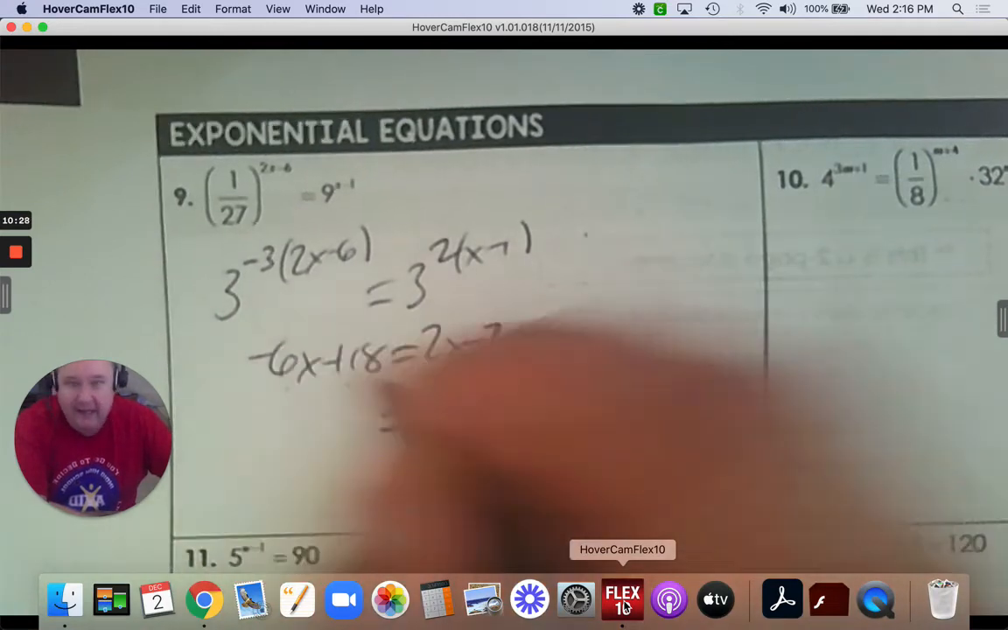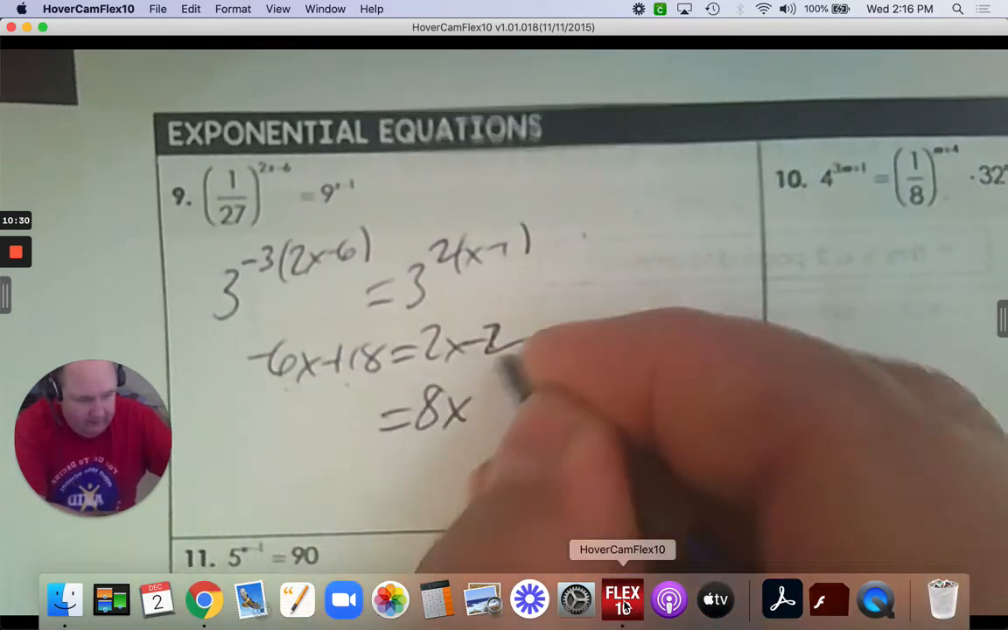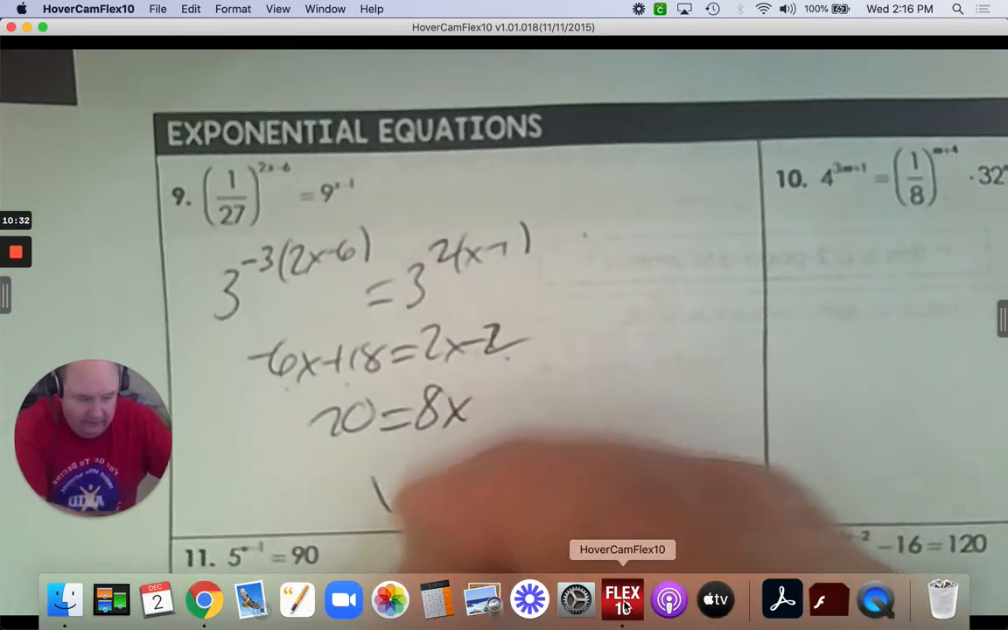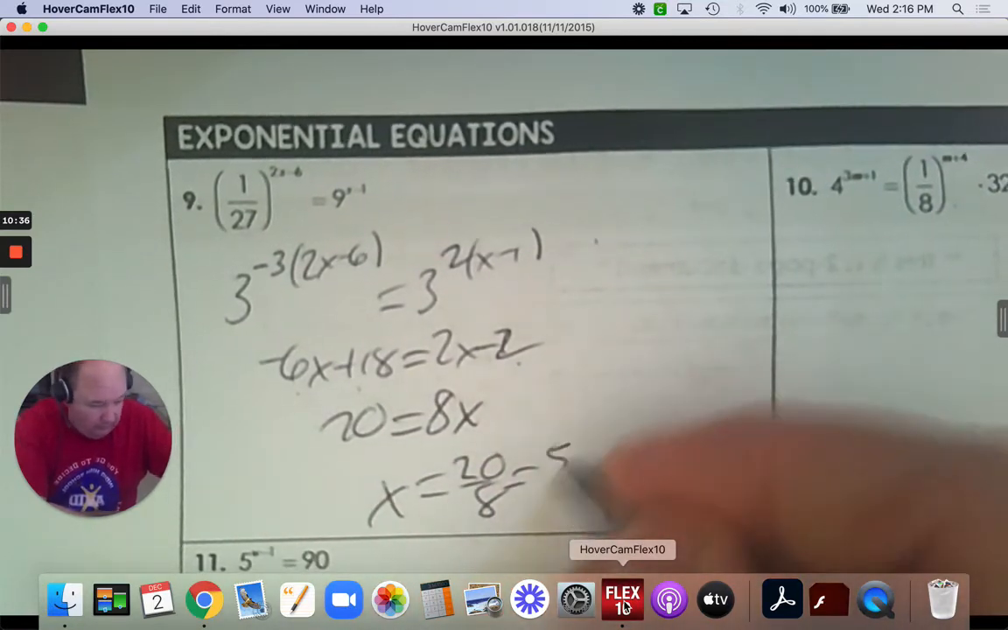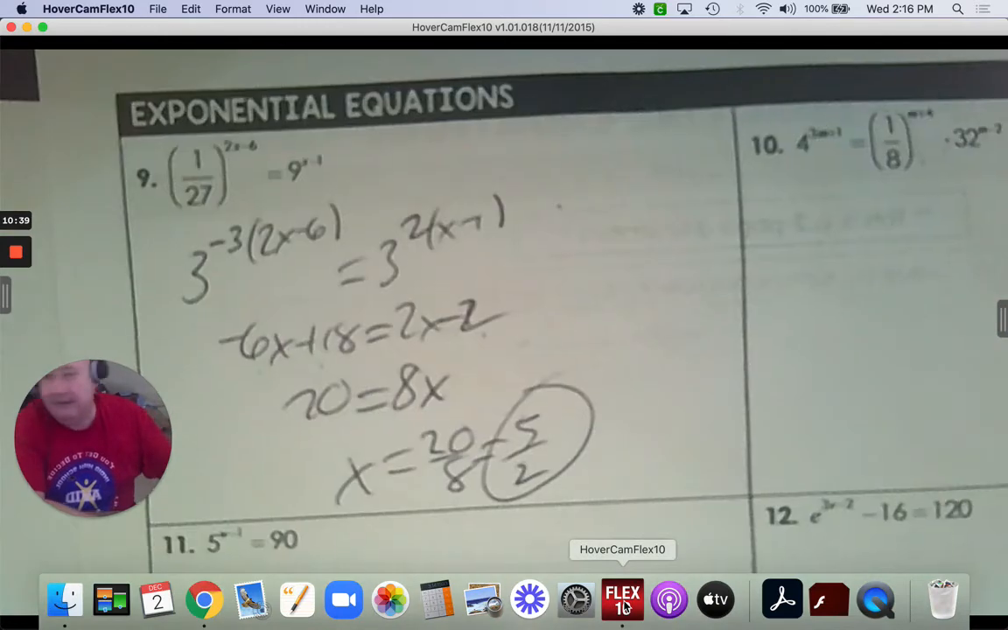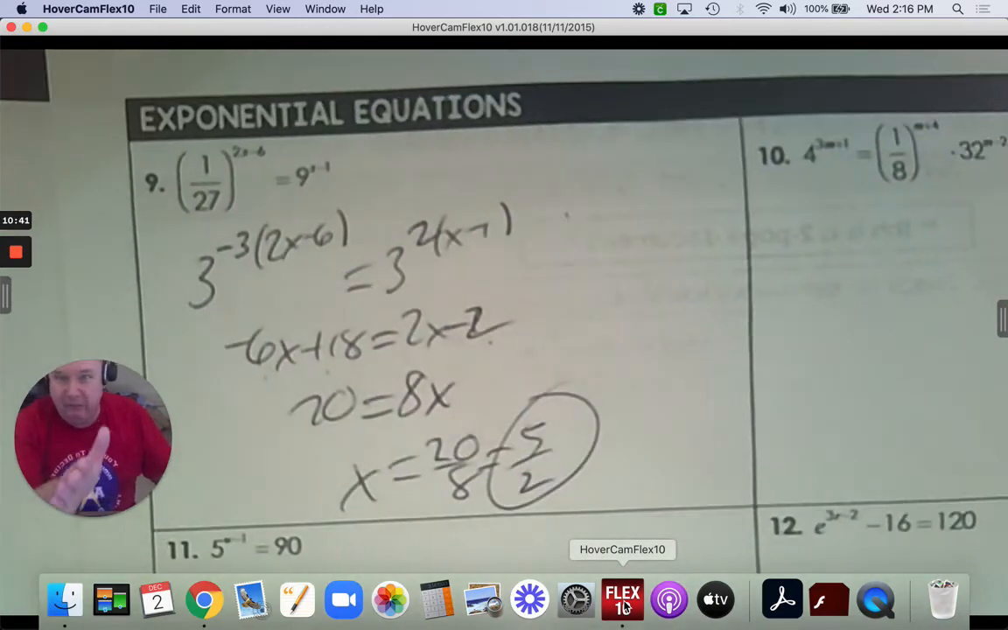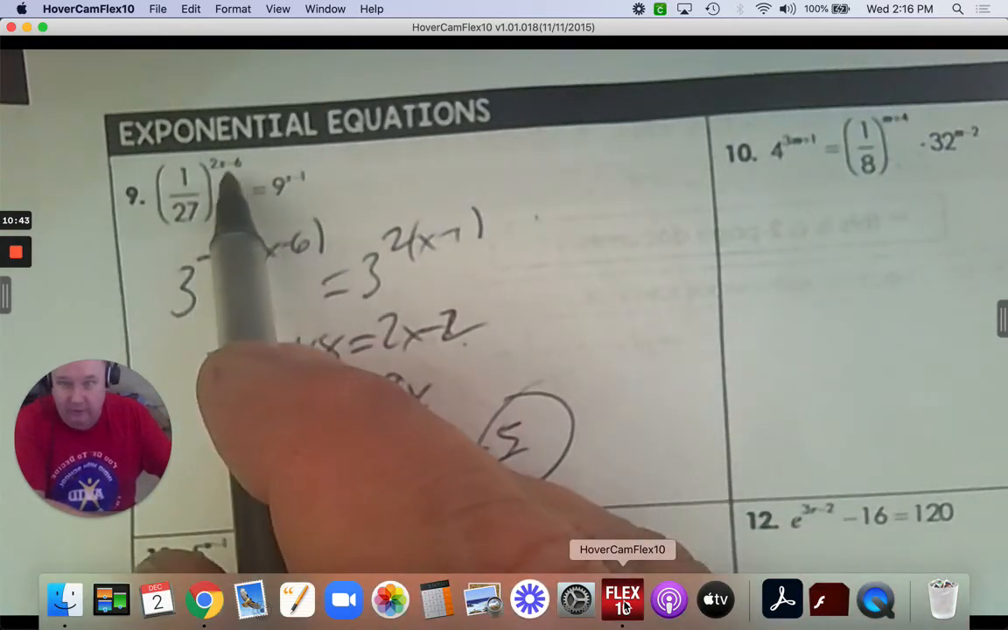So I'm going to add 6. I'm going to add 2. I'm going to divide. So 20 over 8 could also be written as what? 4 goes in both, right? 5 over 2. 2.5. Done. And for an exponential equation, it's all real numbers. You can have a negative, a positive, or 0.